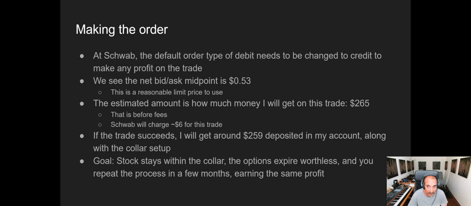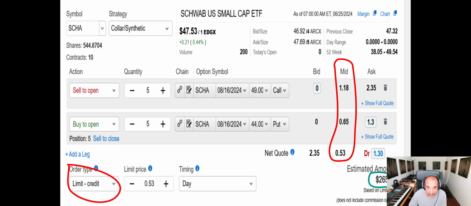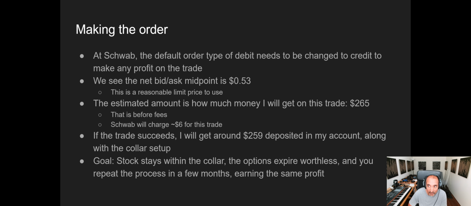In our example, we saw the midpoint was 53 cents. That's a reasonable limit price to use. The estimate that it gave me was $265. This is before any fees. Schwab will charge around $6. If this trade succeeds, I should get around $259 deposited in my account, as well as the collar setup.